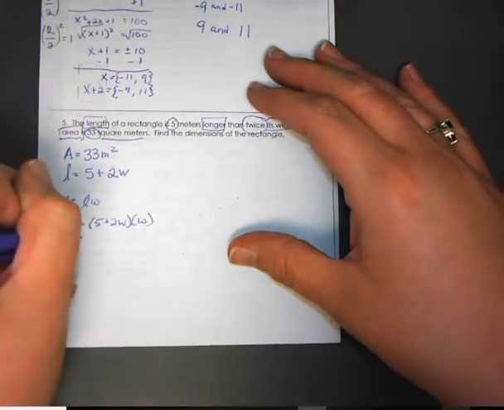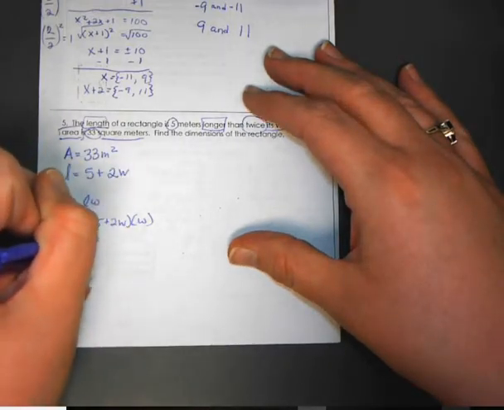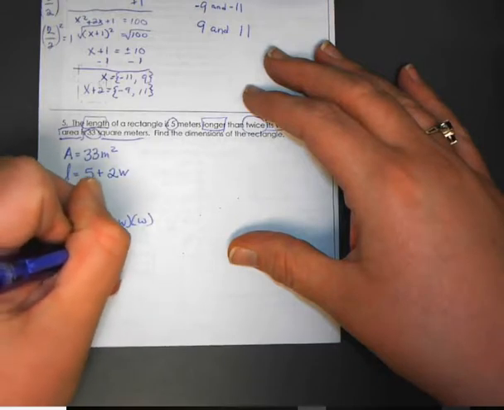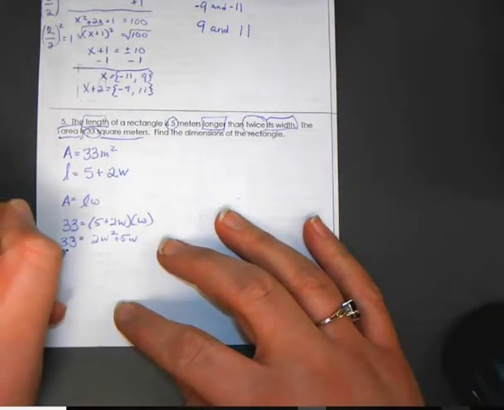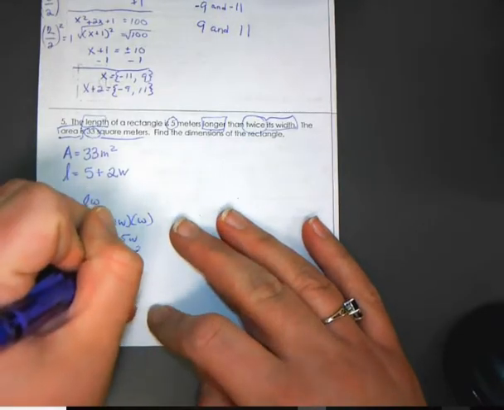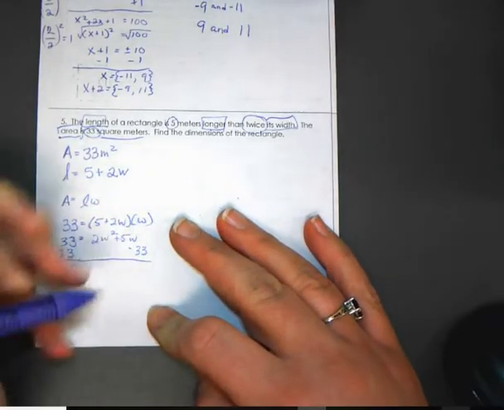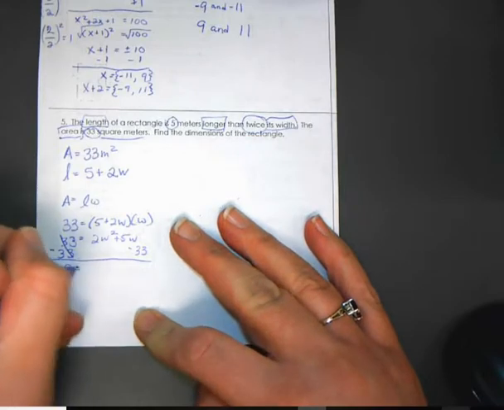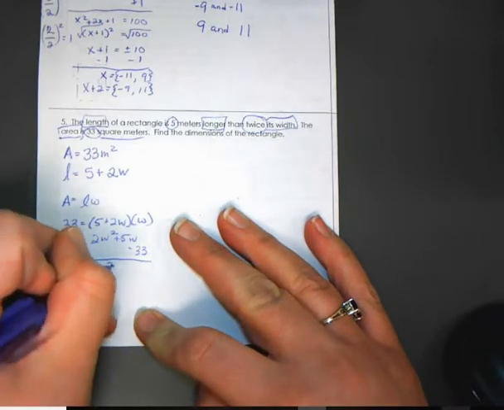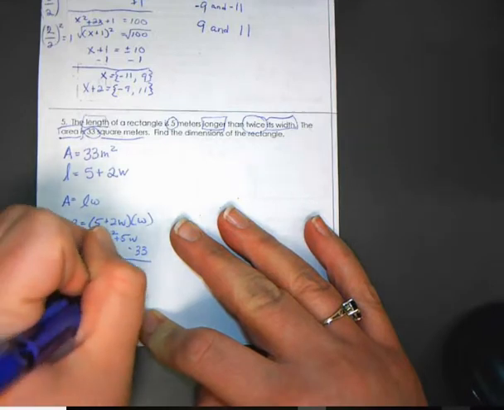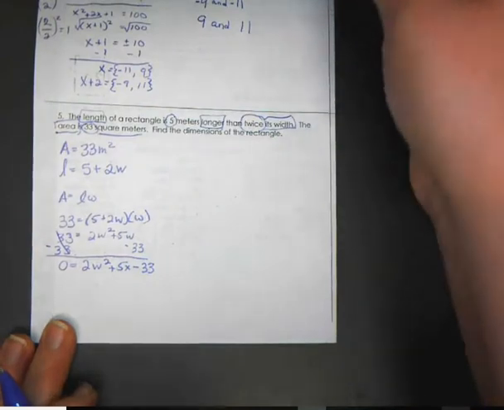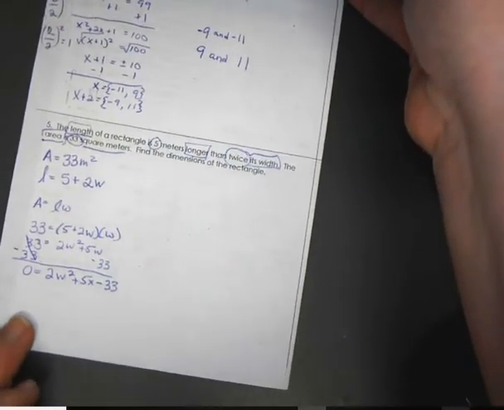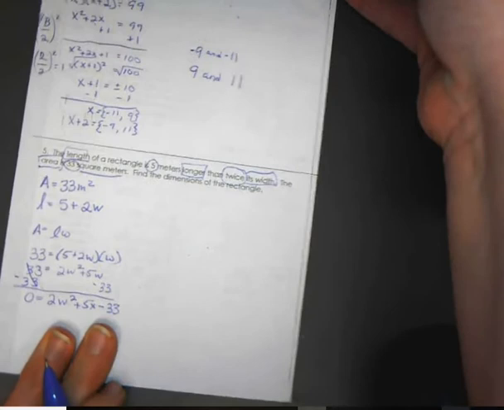Okay, so we have 33 equals 2w squared plus 5w. And then we're going to subtract 33 from both sides. Because b is not even, this is not a good one to complete the square. So I'm going to go ahead and put my 0, and I'm going to have 2w squared plus 5w minus 33. And I'm going to actually go ahead and solve this one using the quadratic formula.